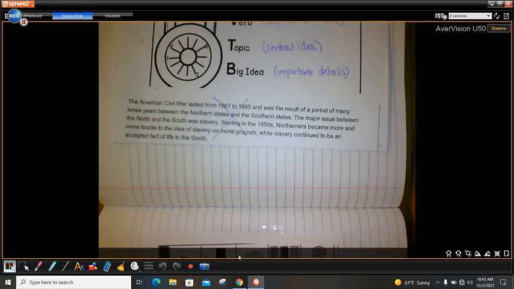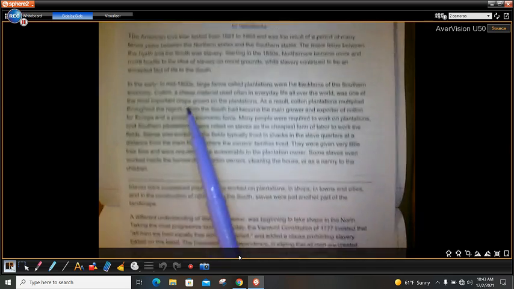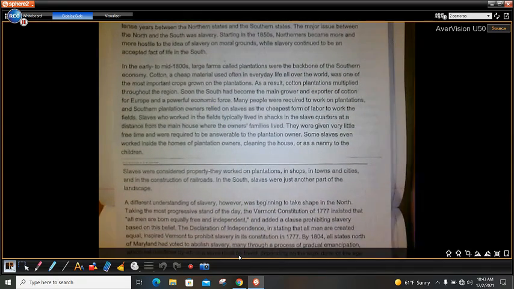Do we want to read this article first? You guys remember it from the other day? I don't. All right, so we're going to read through it real quick. I just read the first paragraph. I'm going to read the second one.